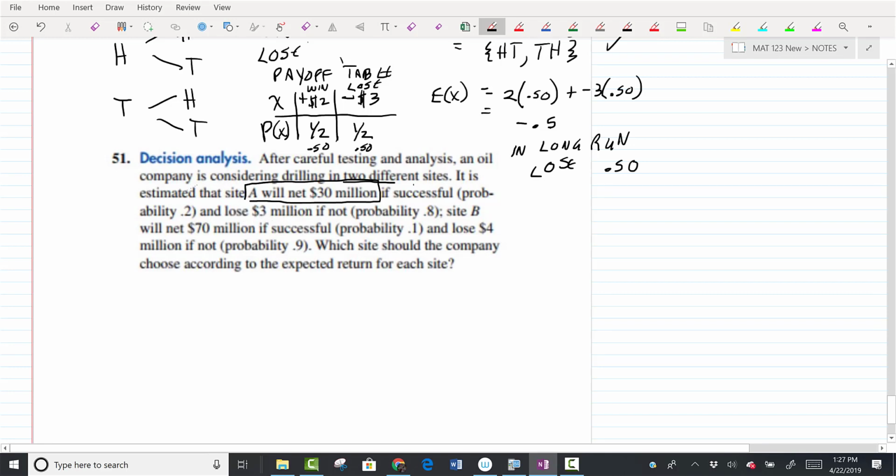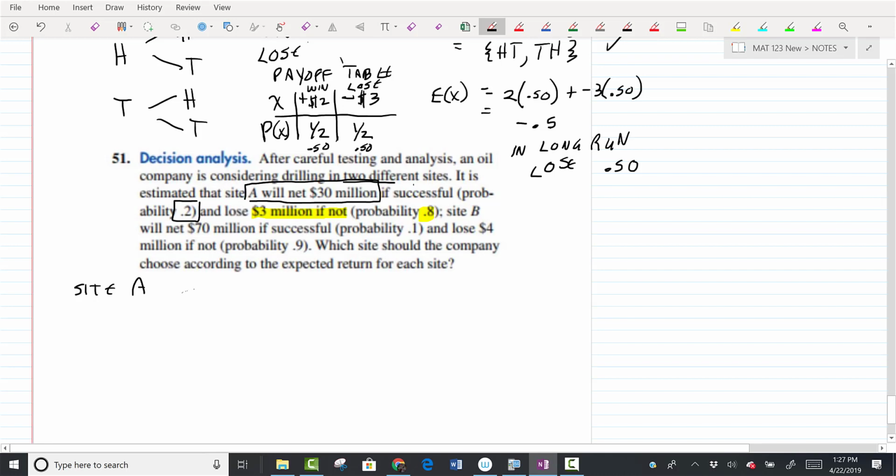And they're given these probabilities. So if successful, you're going to win $30 million, and that's a 0.2 probability of drilling and it being successful. Then you're going to lose $3 million if it's not successful, and that probability is 0.8. So notice that one probability is 0.2, the other one's 0.8. Those two add up to 1. So that's site A. We're going to do 2 problems on this. Then we're going to do site B, okay? So we're going to start off by looking at the information on site A.